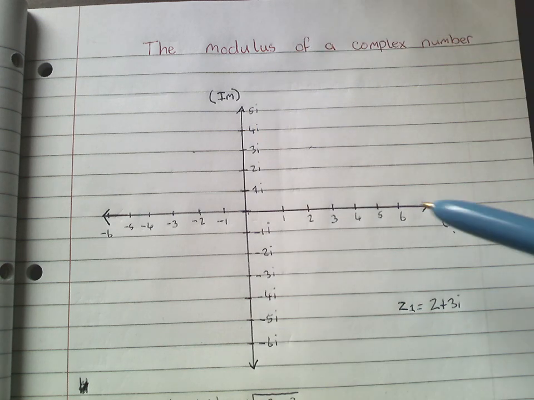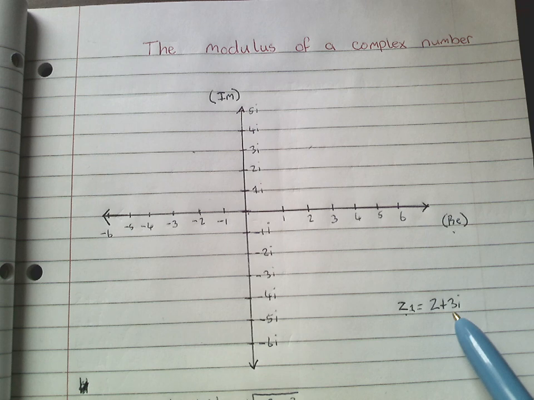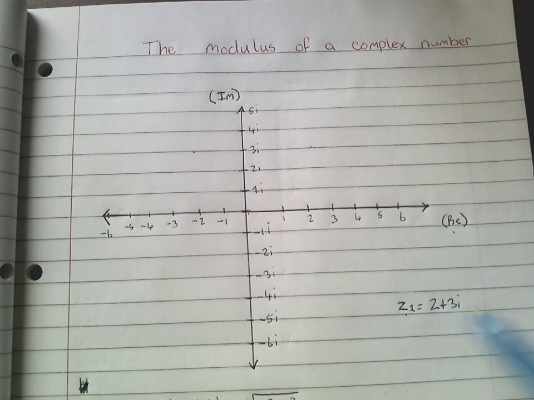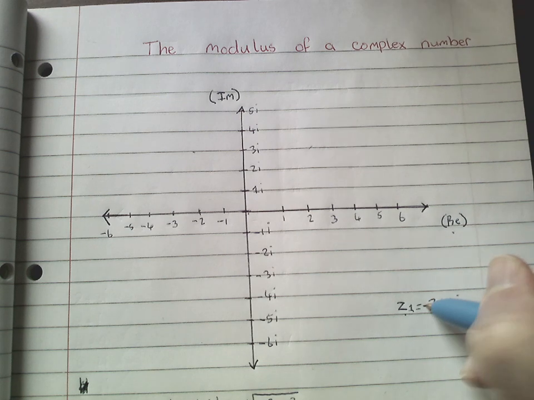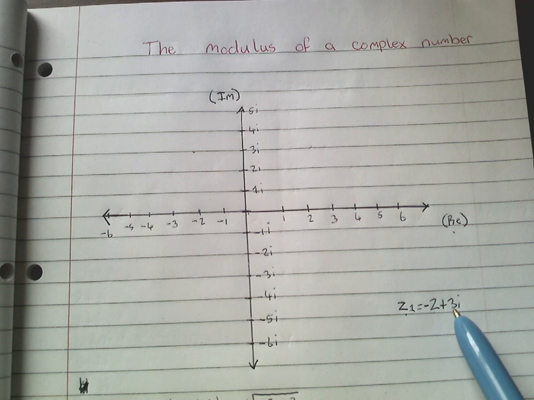Now if we take, for example, this number here, z1, which is just a placeholder, equal to the complex number, and let's make this minus 2 plus 3i. So you have the minus 2 part, which is the real part of the complex number, and then you have the plus 3i, which is the imaginary part of the complex number.